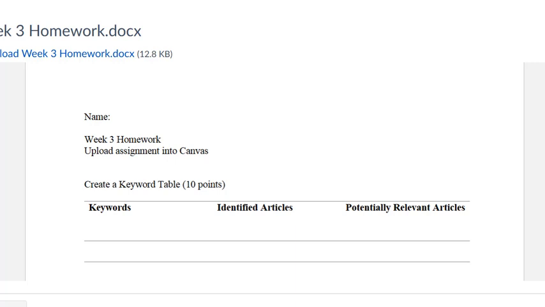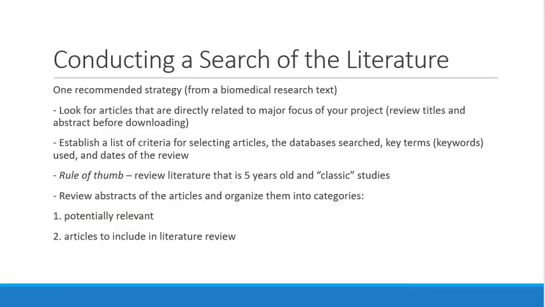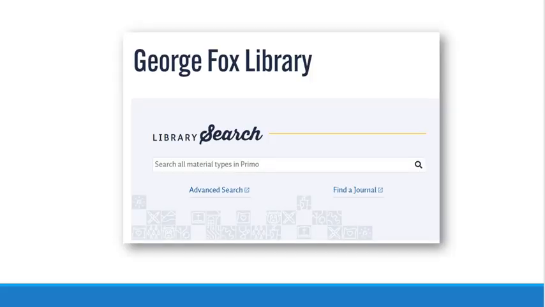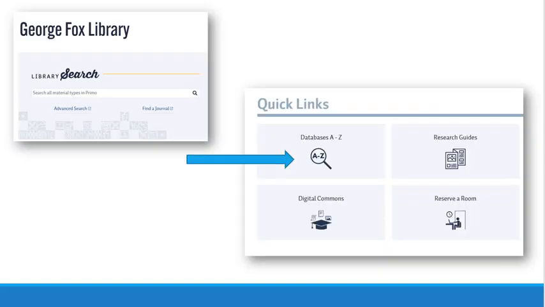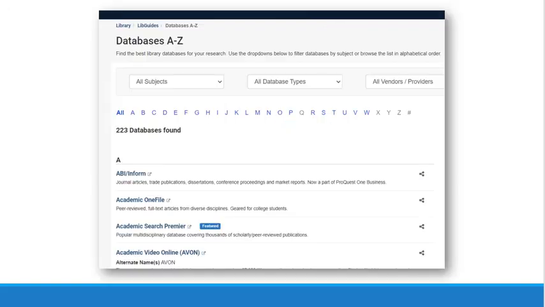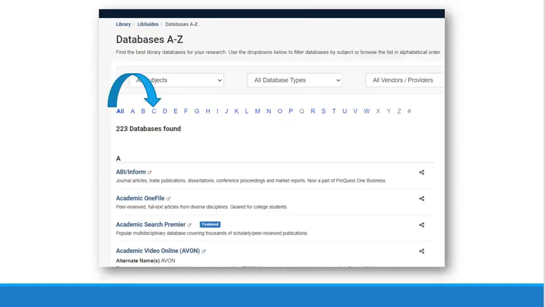Again, this week, you're only going to be including the identified articles and potentially relevant articles because the articles to include in the literature review, that column wouldn't be created until you start writing up your dissertation document. So the George Fox Library, get into it, click on databases A to Z, then click on C.